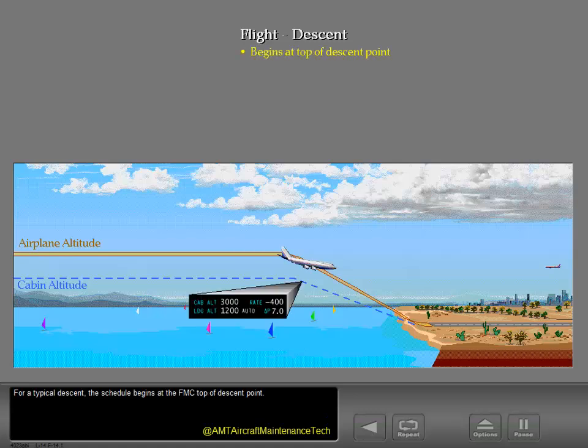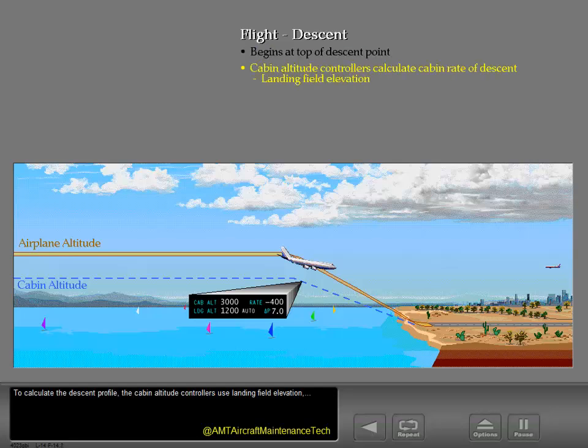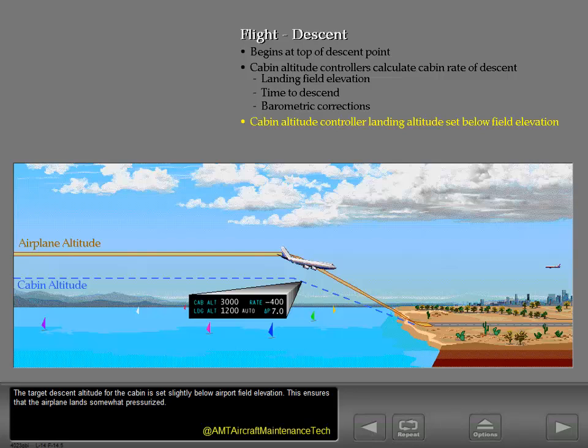For a typical descent, the schedule begins at the FMC top of descent point. To calculate the descent profile, the cabin altitude controllers use landing field elevation, time to descend, and barometric corrections. The target descent altitude for the cabin is set slightly below airport field elevation. This ensures that the airplane lands somewhat pressurized.